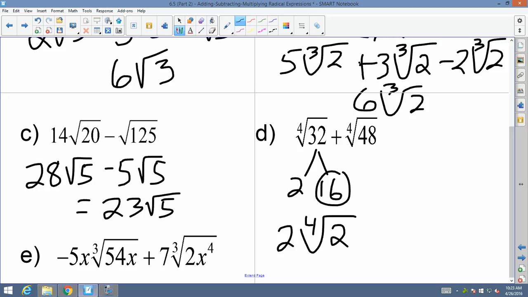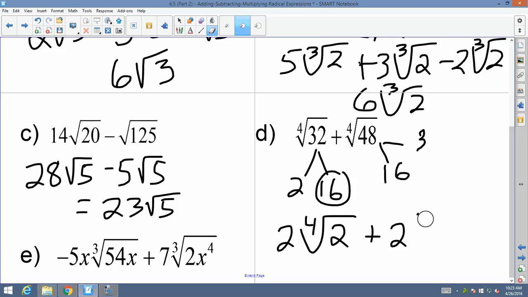48, what would I break that into? Yeah, 16 times 3, very good. So the 4th root of 16 is 2, so I've got plus 2 4th root of 3. Yeah, doesn't work, brothers. That's what happens sometimes. So I can't do anything else. I simplified it, and that's great, but I cannot add. Does that make sense? That's exactly right. That's going to be your answer, my brother.